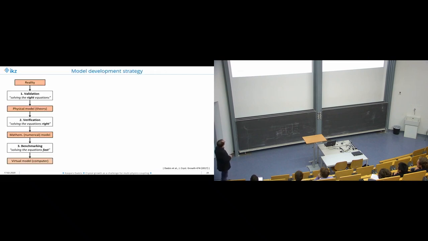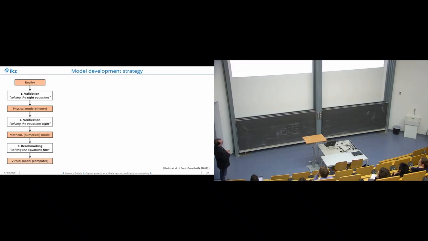Okay, so these were two examples. So let me go to the last topic in my presentation. Let me talk for a bit about the general strategy for model development, maybe not just for crystal growth, but in general. What we have at the start is reality, and then we need to find the validations. Yeah? So the validation step.